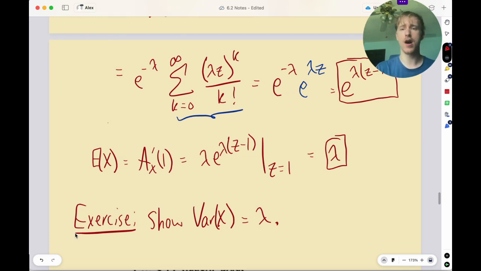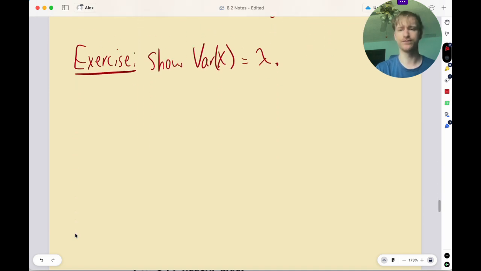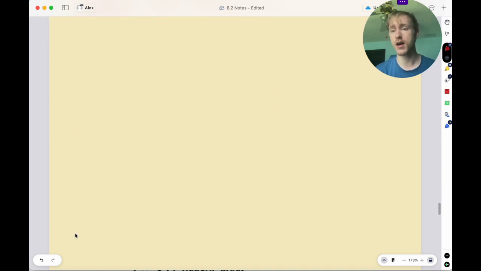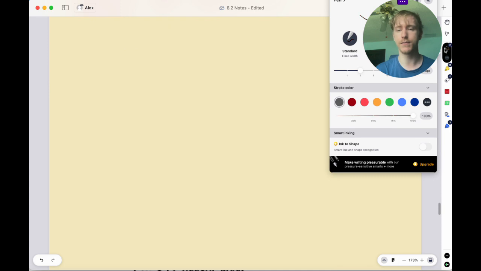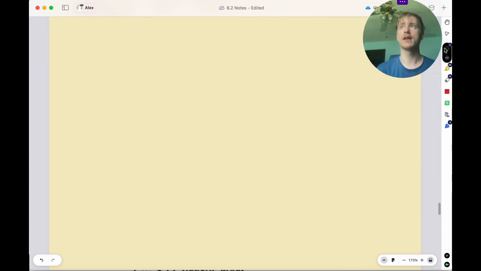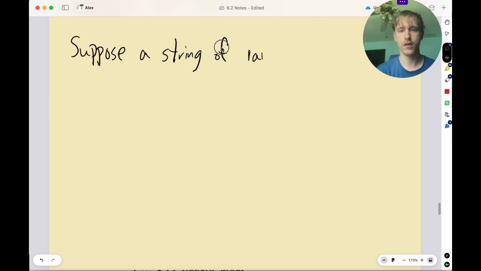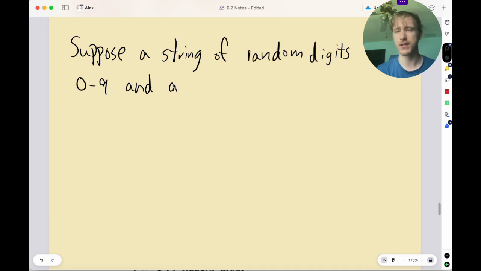So now I want to talk about a brand new kind of distribution. And in order to talk about that distribution, maybe let's motivate it with an example. Okay, so suppose that I have a string of random digits from 0 to 9. And maybe I really want a 0.